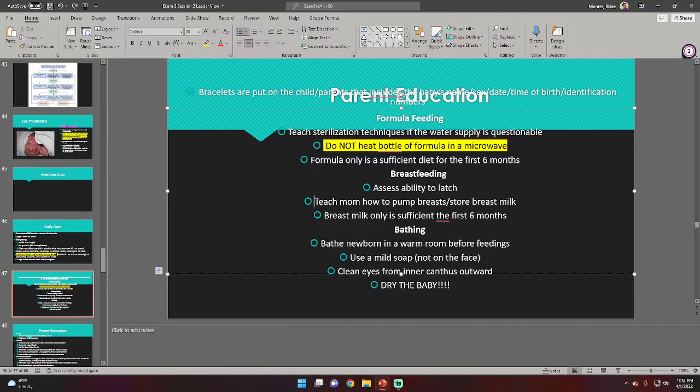Within breastfeeding, we're looking at the ability to latch. Teach mom how to pump breast or store breast milk if needed. Breast milk only is sufficient for the first 6 months. With bathing, bathe the newborn in a warm room before feeding. Use a mild soap, not on the face. Clean the eyes from the inner canthus outward, and of course, dry that baby.